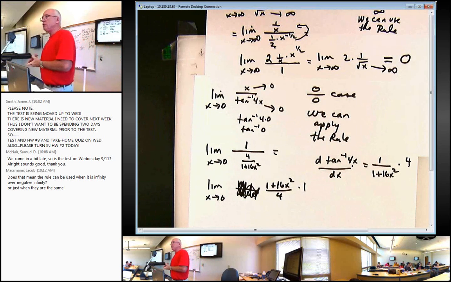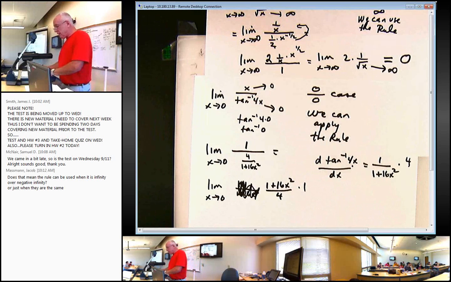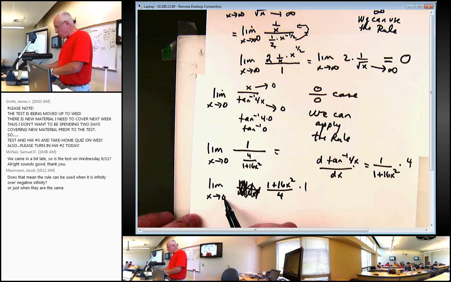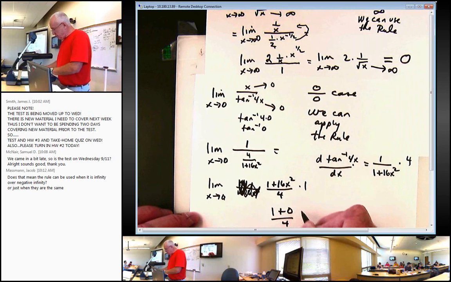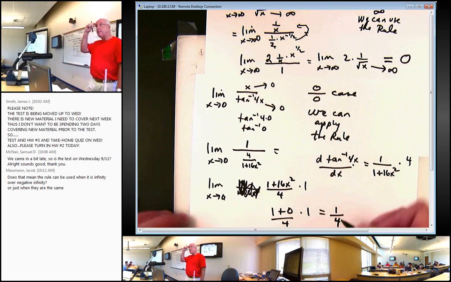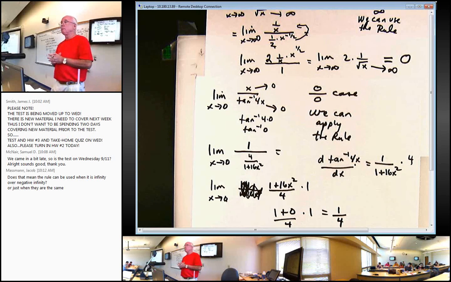All right. Okay. So this is our new expression, and now let's plug in the 0 for the x, and what do we get? We get 1 plus 0 over 4 times 1, so our limit is what? 1 over 4. And that's our answer. One application of the rule, watch the algebra.